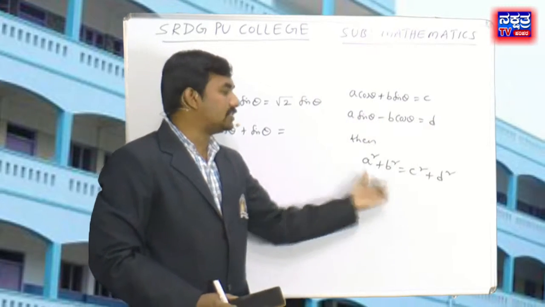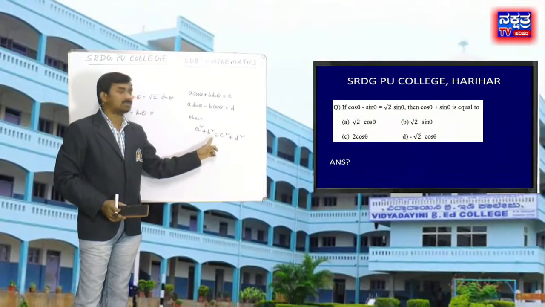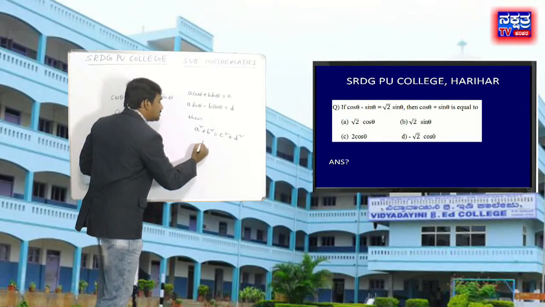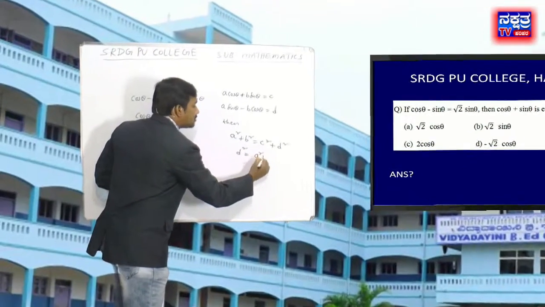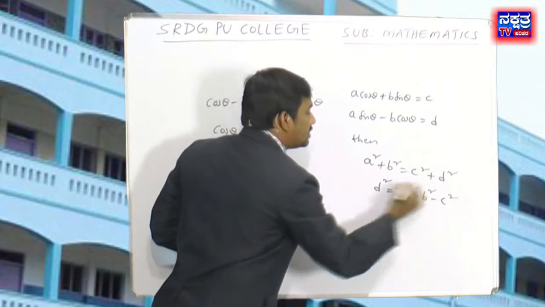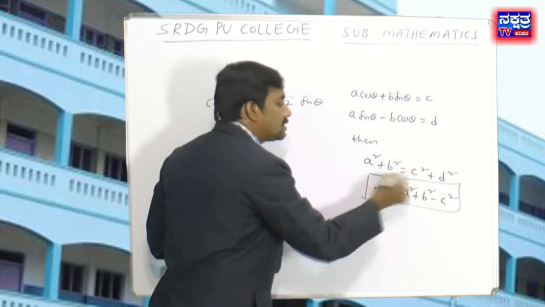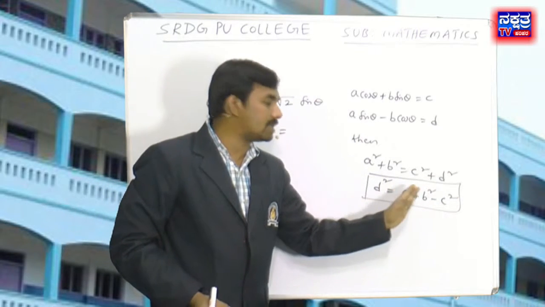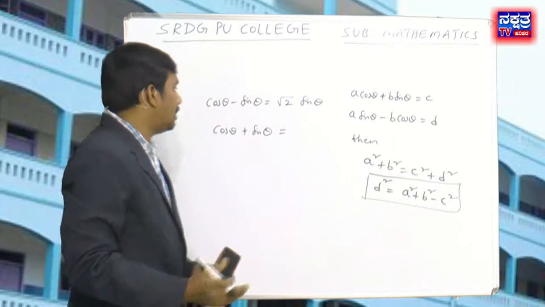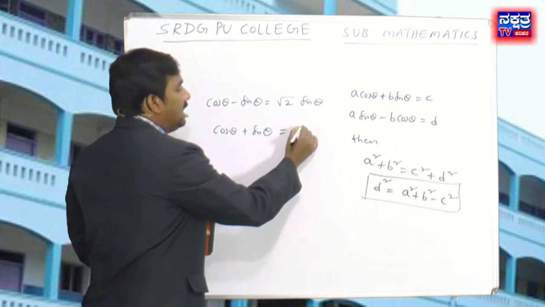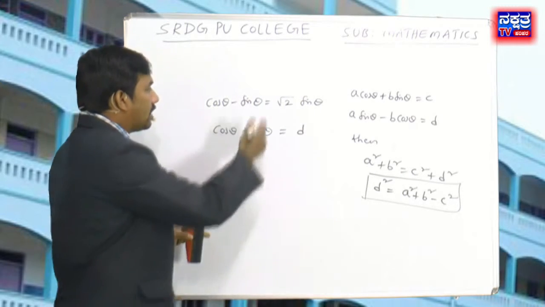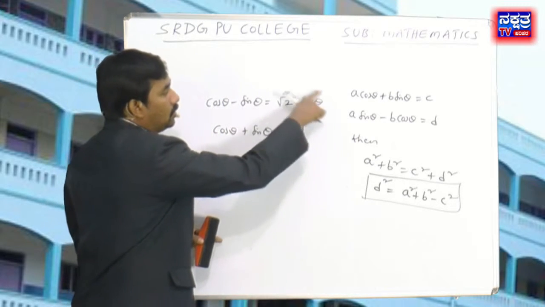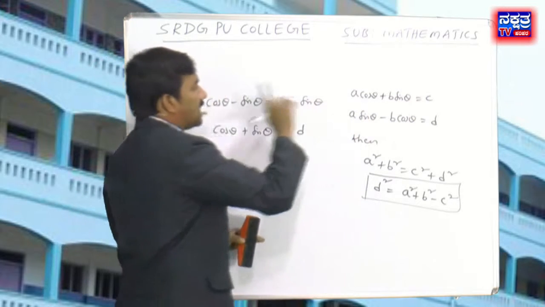Then what is the condition? Directly we can take a square plus b square equal to c square plus d square. So from this, d square equal to a square plus b square minus c square. This is the d square value. Then the d value you can take as under root of a square plus b square minus c square. Now you can follow here a equal to 1, b equal to 1, and c equal to root 2 sin theta.